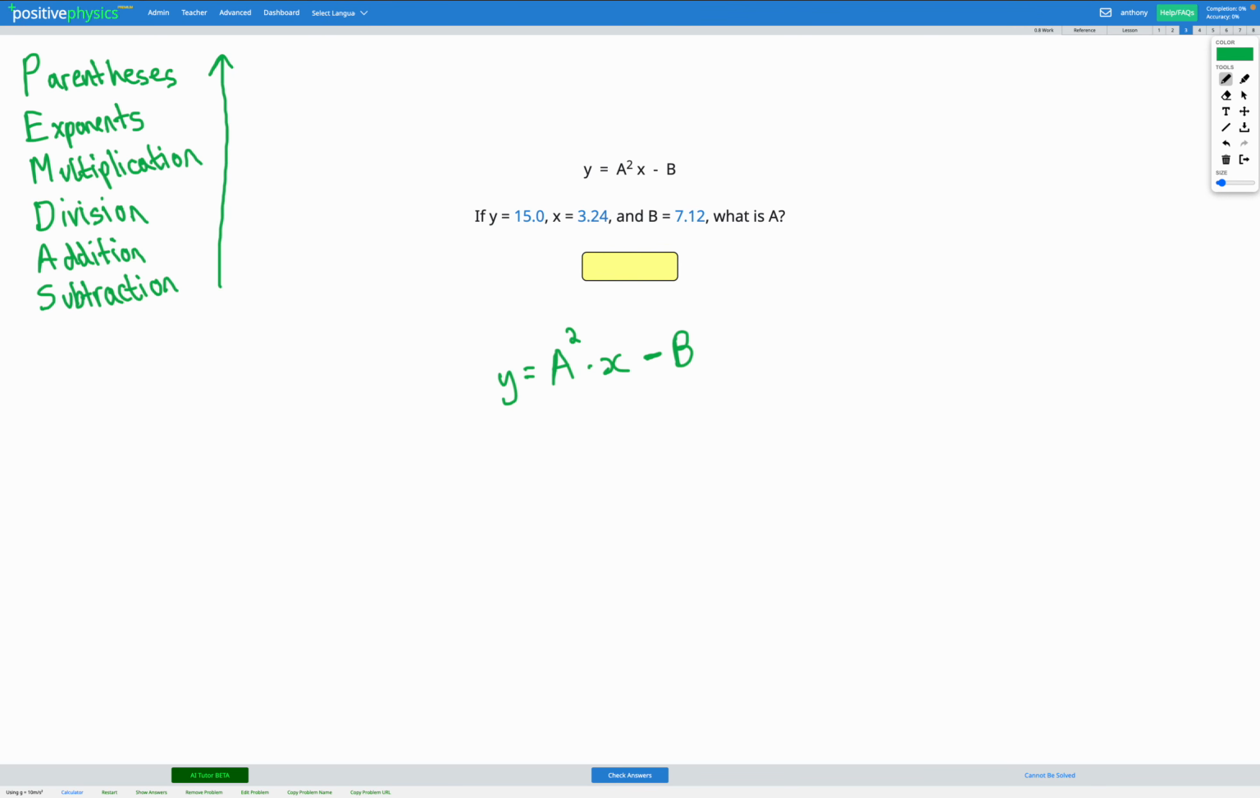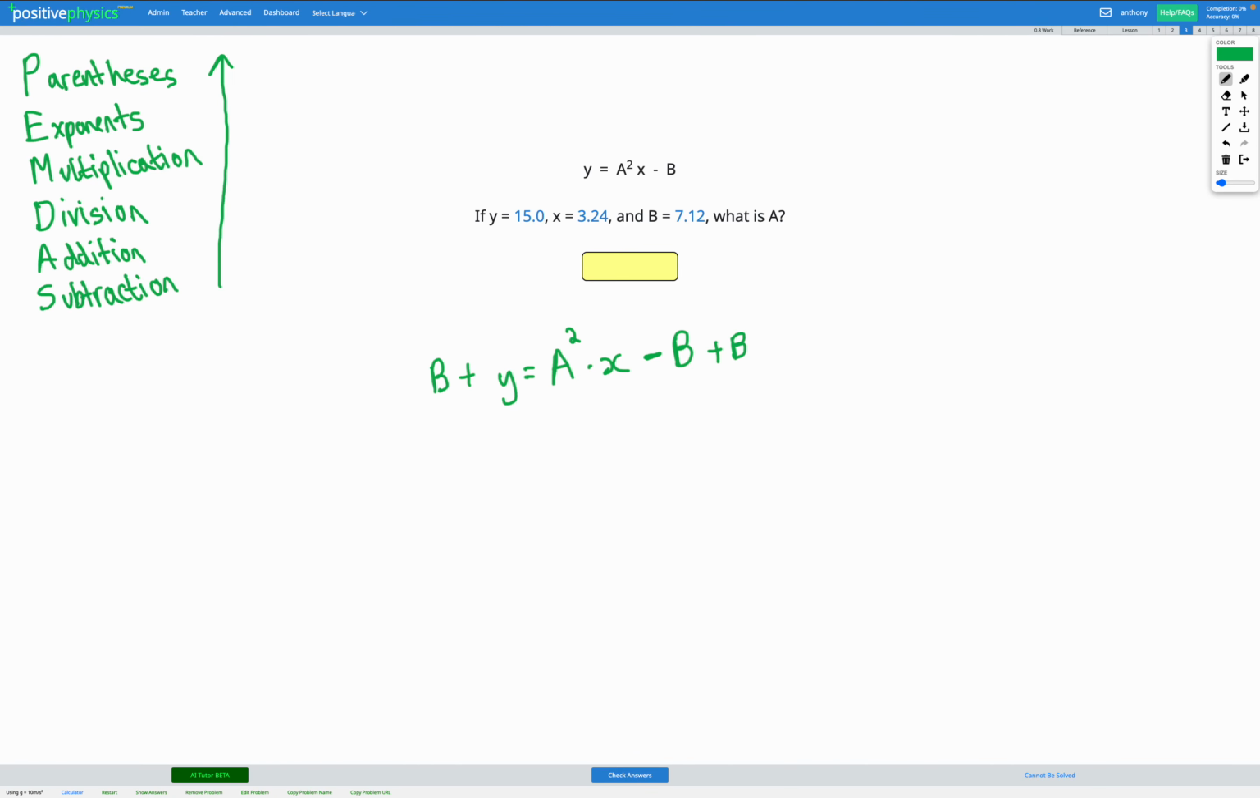So the first thing that we would take care of is any subtraction. Right now we have a minus b. That's subtraction. So first we're going to take care of that. And to take care of something, we're going to do the opposite to it. So instead of minus b, I'm going to add b. And anything I do to one side of my equation, I also have to do on the other side. So if I add b on the right, I'm also going to add b on the left.